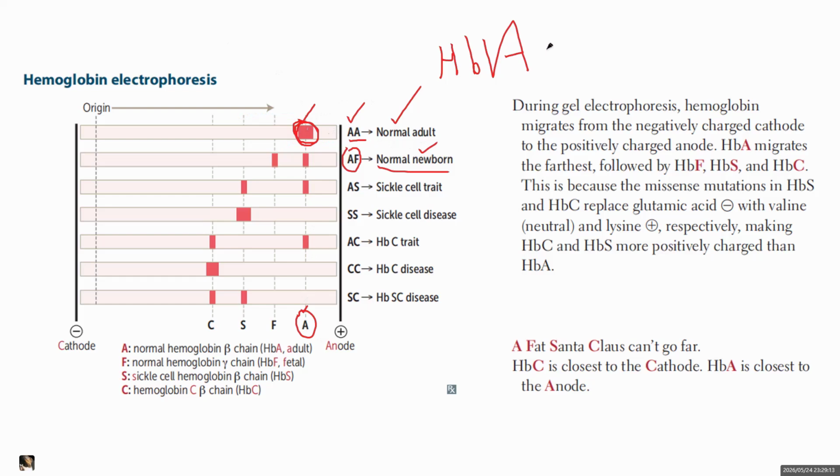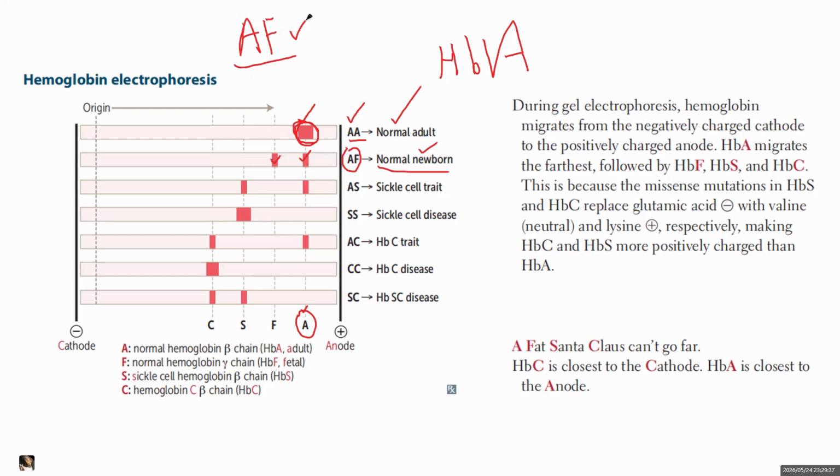So in a normal newborn pattern, what will you see? You will see HbF, and you will also look for HbA. So both of them are present, and that is why it is written as A and F.